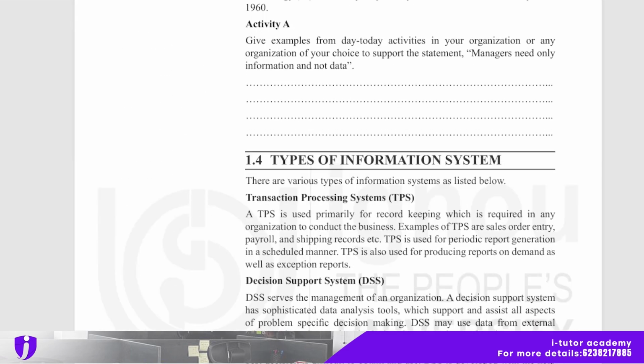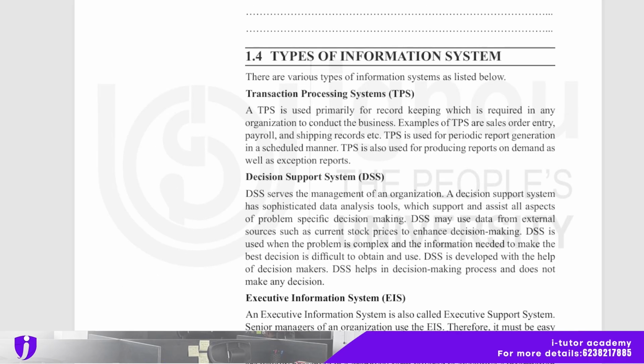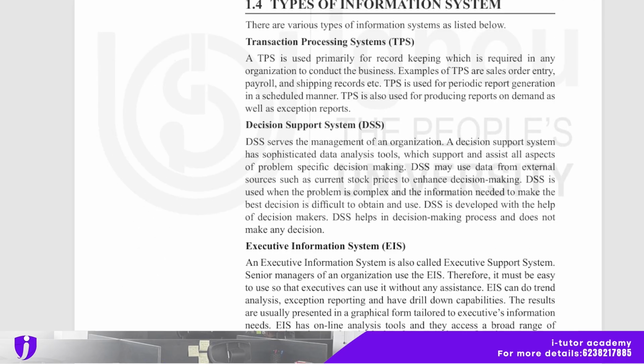And next is types of information system. So there are various types. There is the transaction processing system, that is TPS. A TPS is used primarily for record keeping, which is required in any organization to conduct the business. Examples of TPS are sales order entry, payroll, and shipping records, etc.